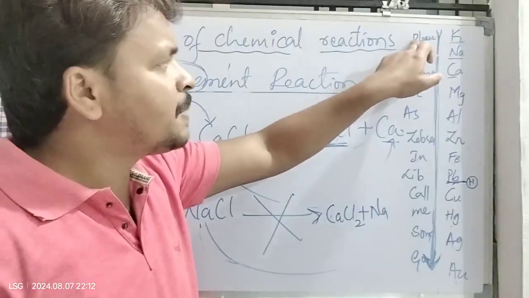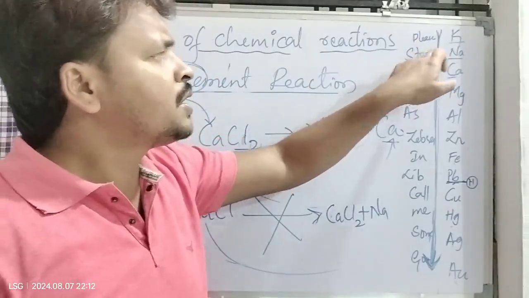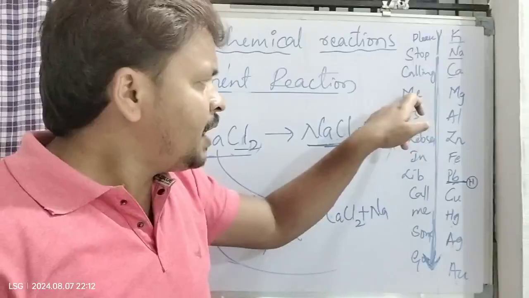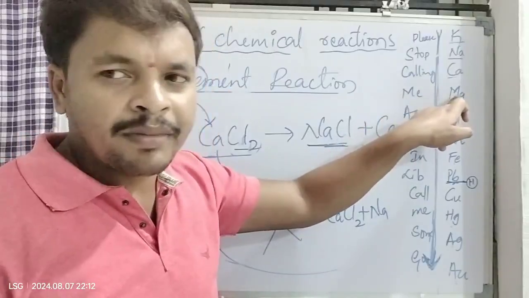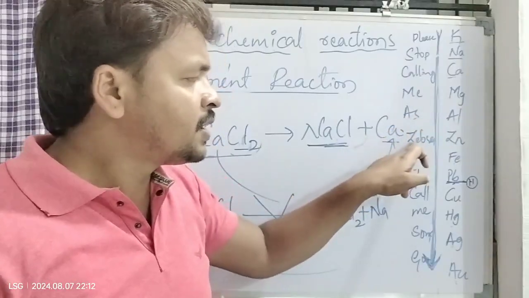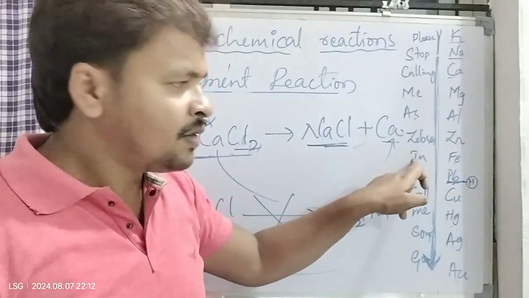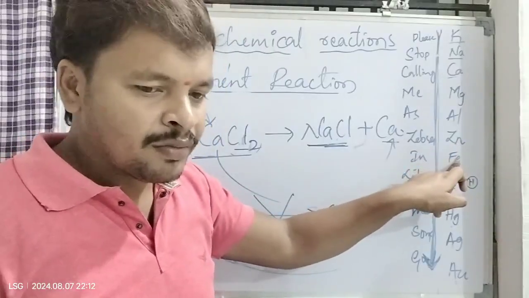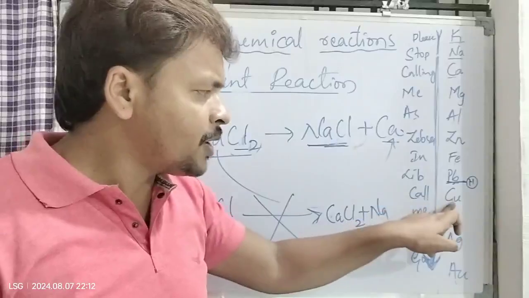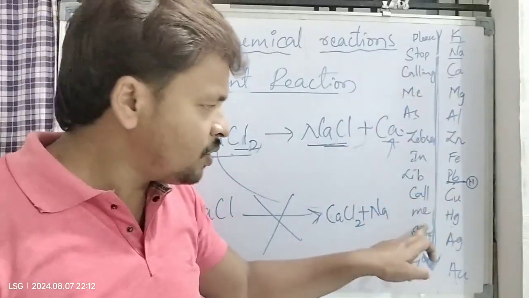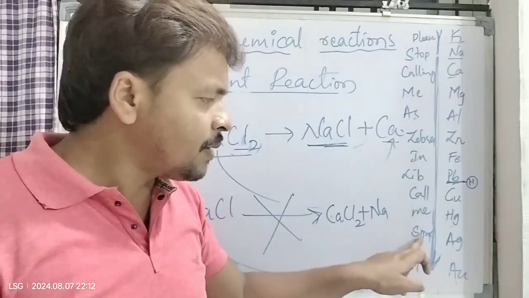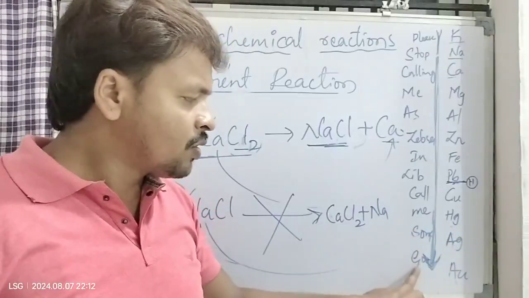See how to remember. Please, P means potassium. Stop, S, sodium. Calling me, C, calcium. Me, M, magnesium. As, A, aluminium. Zebra, zinc. In, Fe means iron. Library, L, lead. Call me something good: call, copper. Again, here call means calcium, here copper, you must know that. Call me, mercury, Hg means mercury. Something good, S means silver, good means gold.